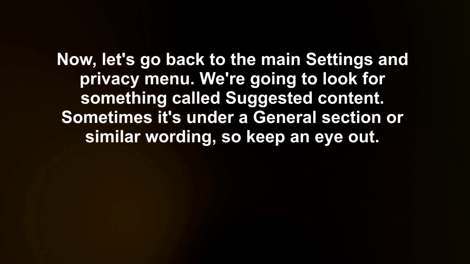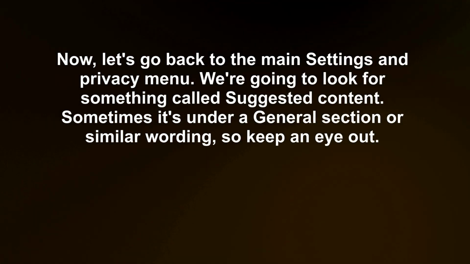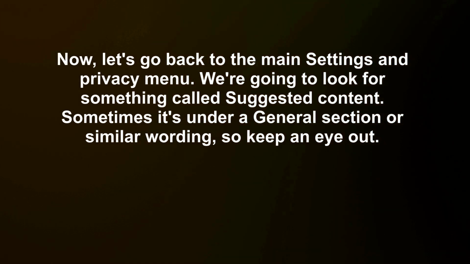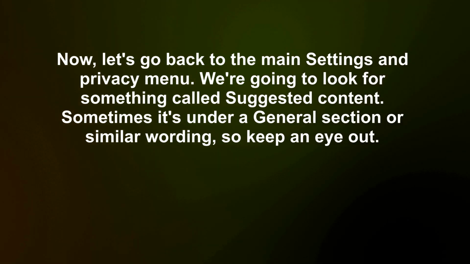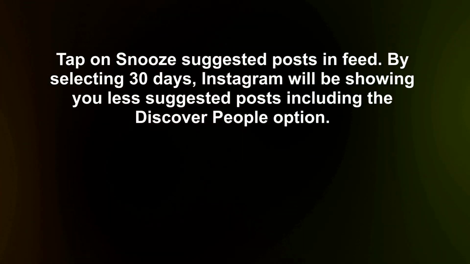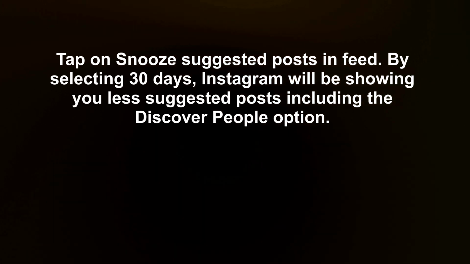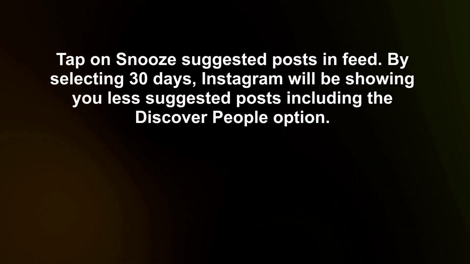Now, let's go back to the main Settings and Privacy menu. We're going to look for something called Suggested Content. Sometimes it's under a general section or similar wording, so keep an eye out. Tap on Snooze Suggested Posts in Feed. By selecting 30 days, Instagram will be showing you fewer suggested posts, including the Discover People option.